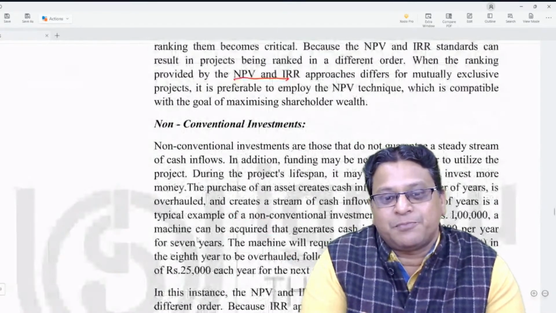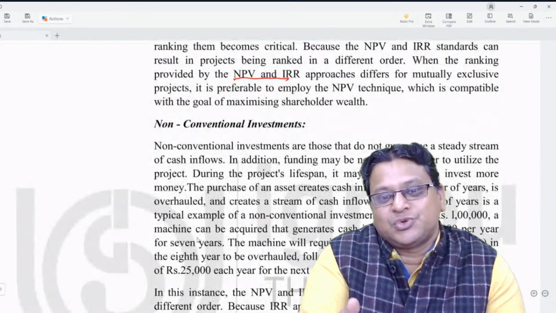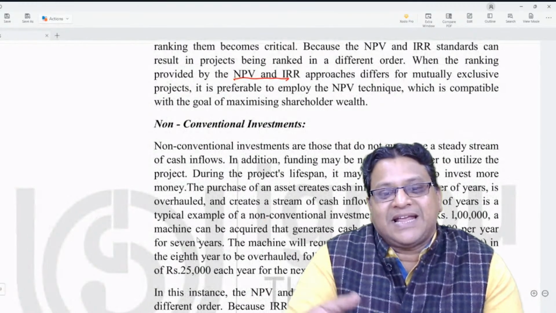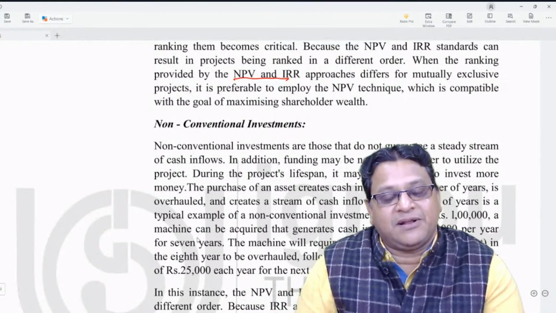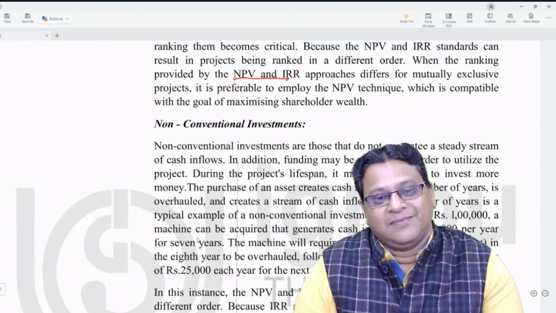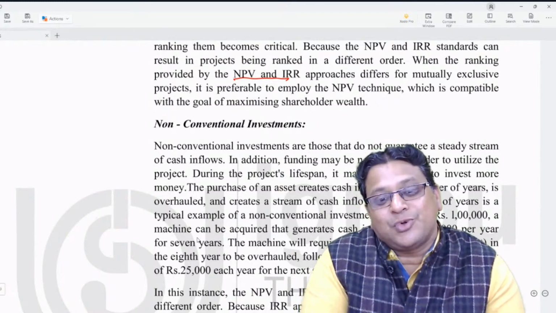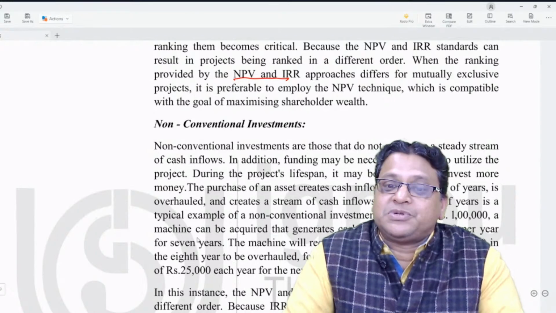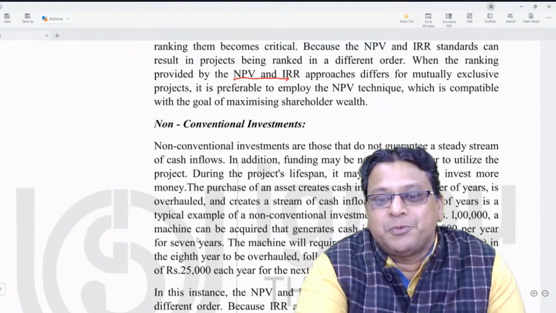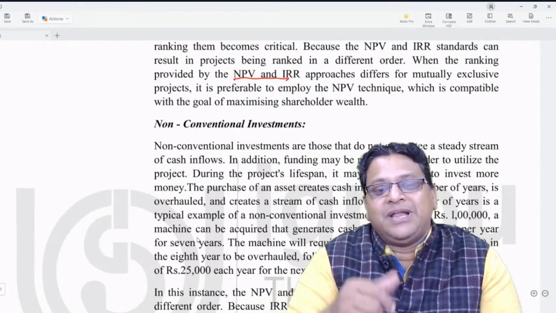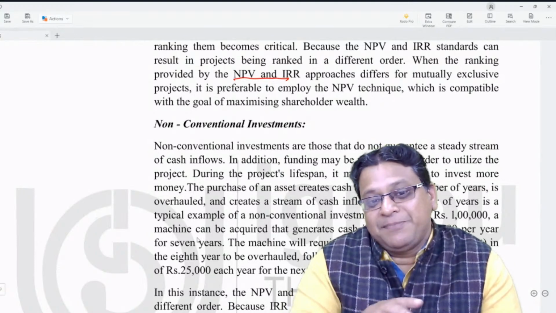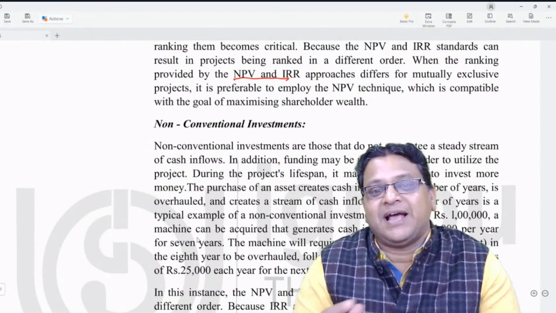What is a non-conventional project? A conventional project is one where cash outflow is in the initial year and cash inflow comes in subsequent years; in subsequent years, cash outflow does not occur. But non-conventional projects have outflows in between. Suppose there is a project of 10 years. After 6 years, another 50,000 you have to put in for overhauling of the machine. In those cases, there may be a conflict between NPV and IRR.